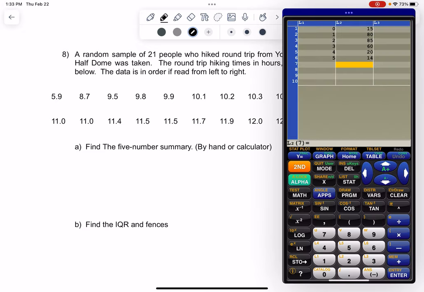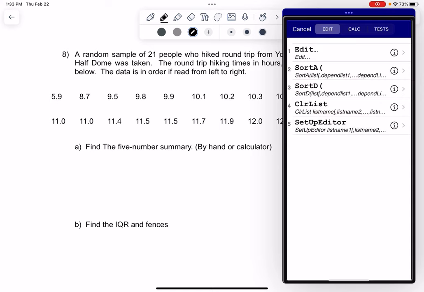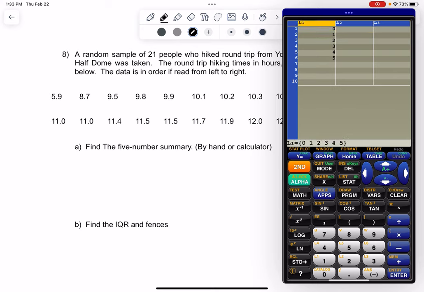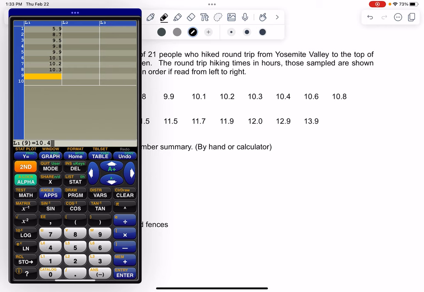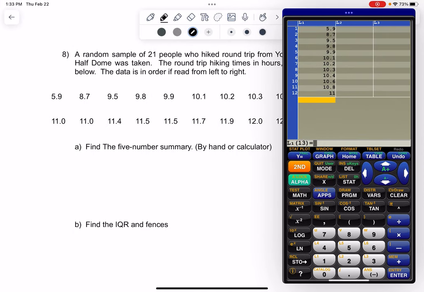So we'll go to Stat, Edit, again, Clear, Enter. And type all the data. Double check for typos. It's definitely easy to miss one. Make sure you have 21. Order doesn't matter. The calculator will change the order if needed, but if you go in order, it's easier to check for typos. All right, almost there.